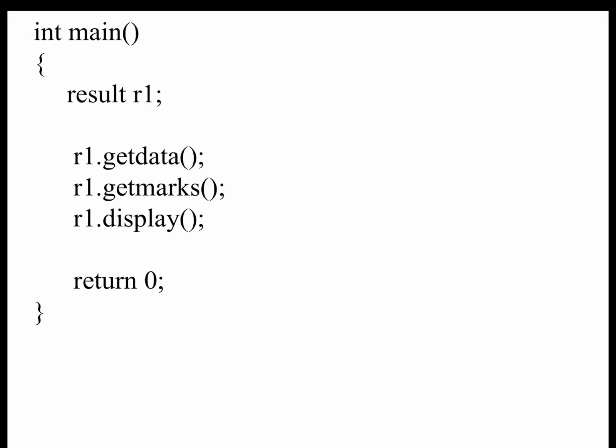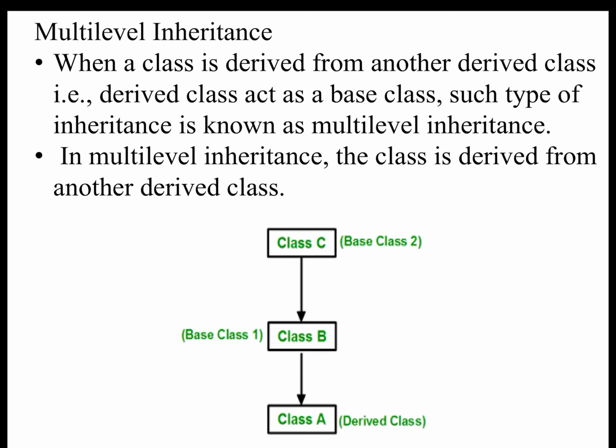So in the main program we are creating the object of result, R1, having the features of class student and class sports. R1 dot get data, R1 dot get marks and R1 dot display. Finally it will display all the student information. So this is the example of multiple inheritance.